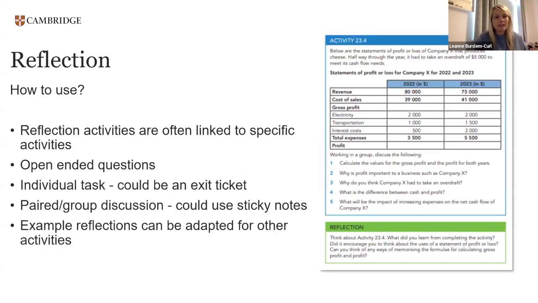On the next slide, we can see a specific example. What you can see here is that the reflection, in green, is specifically linked to activity 23.4. And there are 3 open-ended questions which can be asked to the students to think about. So it's things such as, what did you learn from completing the activity? Did it encourage you to think about the statement of profit or loss? And can you think of any ways of memorising the formulae for calculating gross profit and profit?